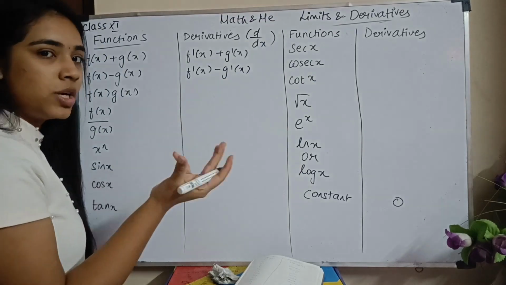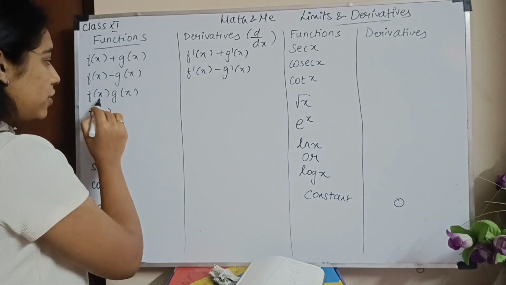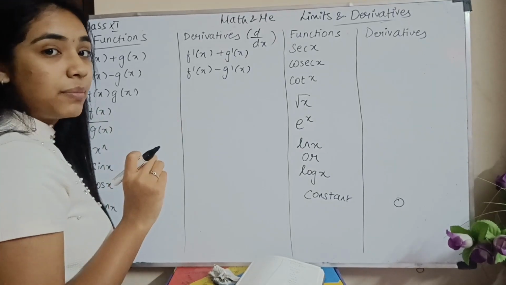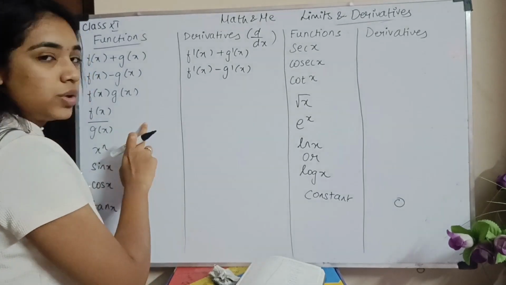Limits la eppadi nama split pannomo adhe maari dhaan. No change for addition and subtraction. But multiplication ku enna aagum? I have f of x times g of x. It's called the Leibniz product rule. Division ku Leibniz quotient rule. Okay, so idukku product rule, idukku quotient rule.